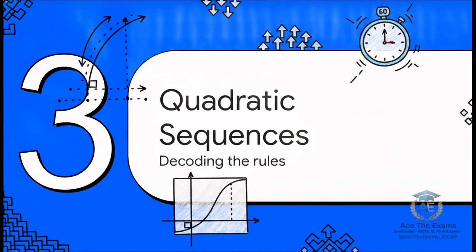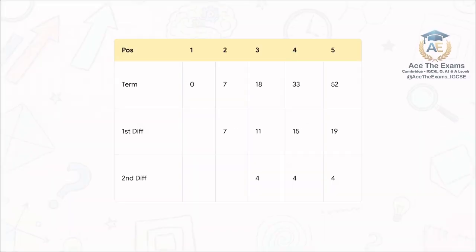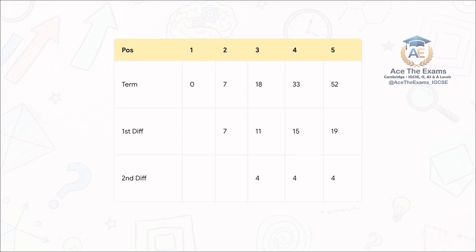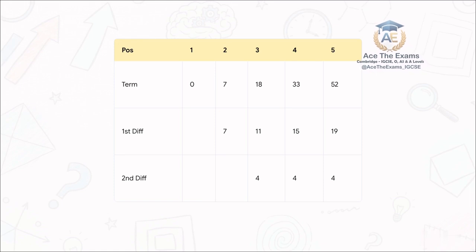All right, Section 3, Decoding Quadratic Rules. Let's level up. Welcome to our interactive workshop. Let's kick off with Challenge 1, the data scan. I'm putting 60 seconds on the clock. Look at this complex data table. When the first difference is no longer constant, we enter quadratic territory, requiring a completely new framework.